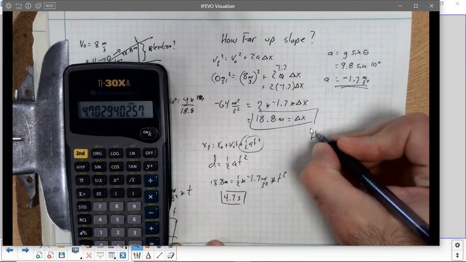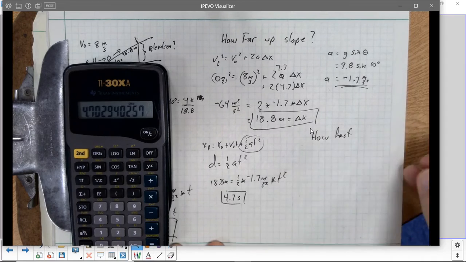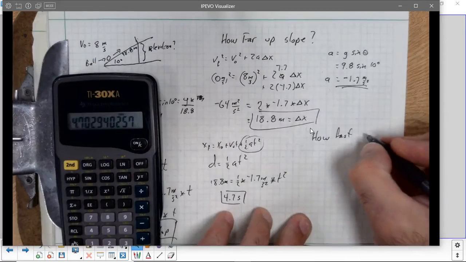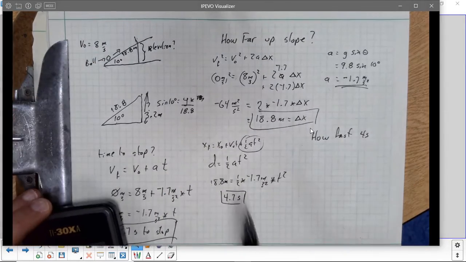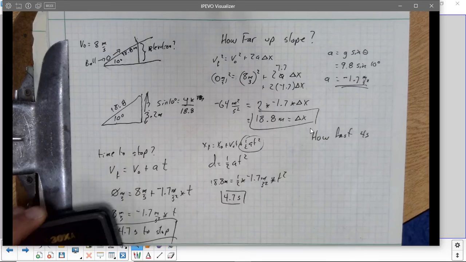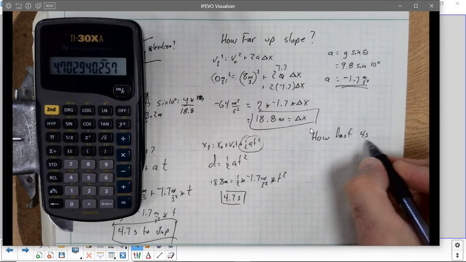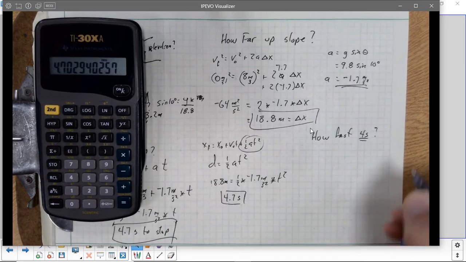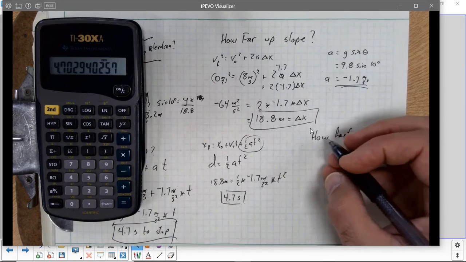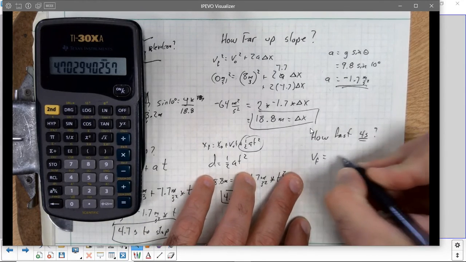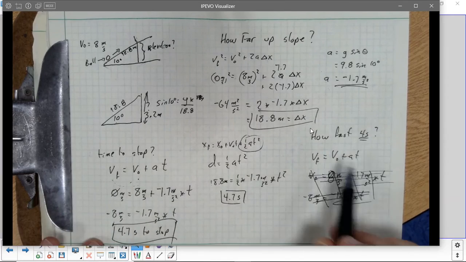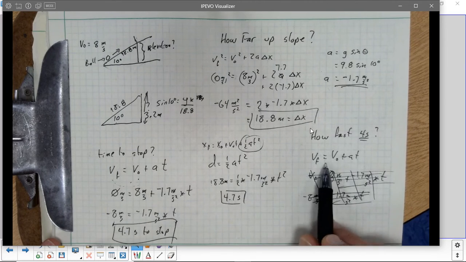Now, how about how fast the ball is going after, say, 4 seconds? What if we want to take a snapshot of it before it has stopped, but we know it has rolled for 4 seconds? It's still moving upward, but we want to know how fast it's going after 4 seconds, just to pick a number out of the sky. For this one, we can use vf equals v naught plus at again.